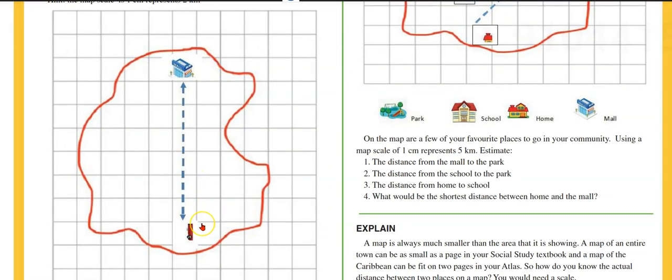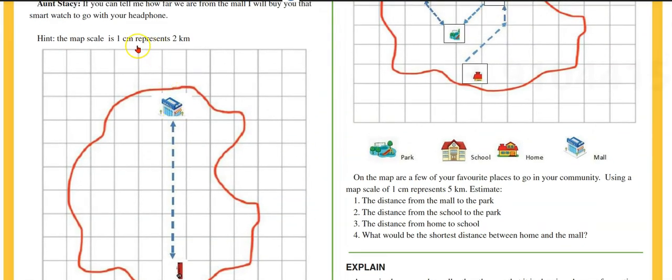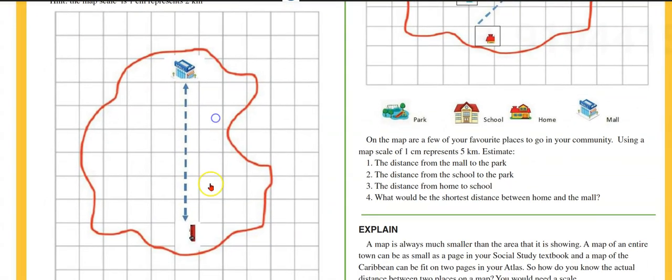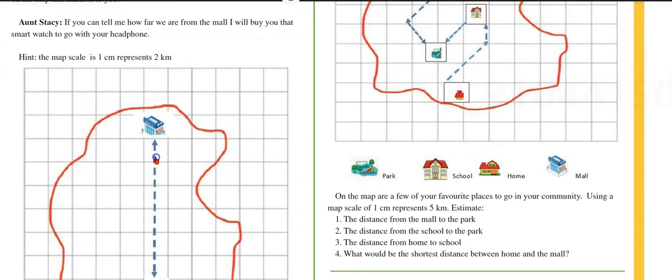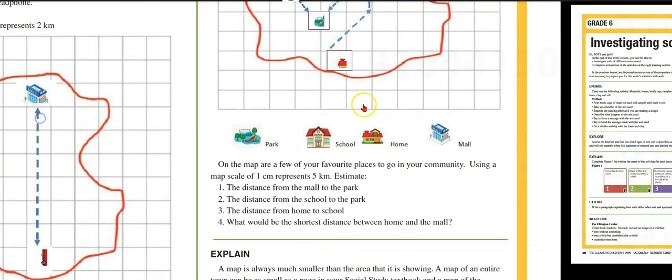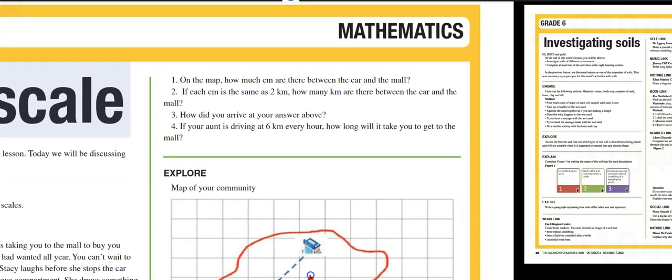So I guess this is where the car is and this is where the mall is. Okay, so the scale is 1 centimeter to 2 kilometers. So let's see. 1, 2, 3, 4, 5, 6. Okay. All right. Let's see what this says.